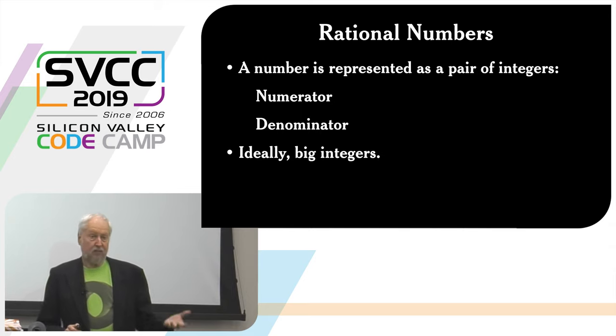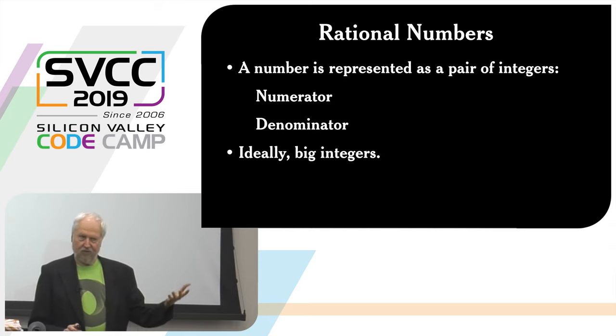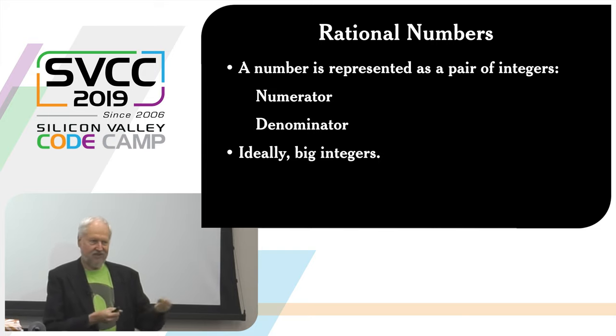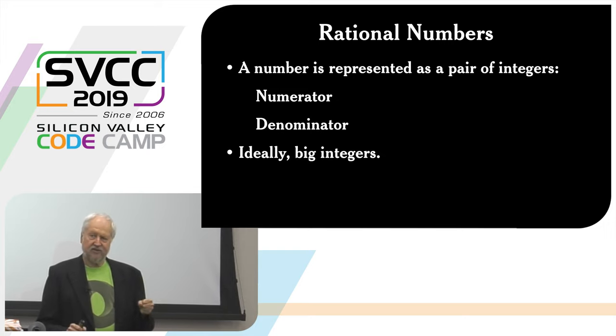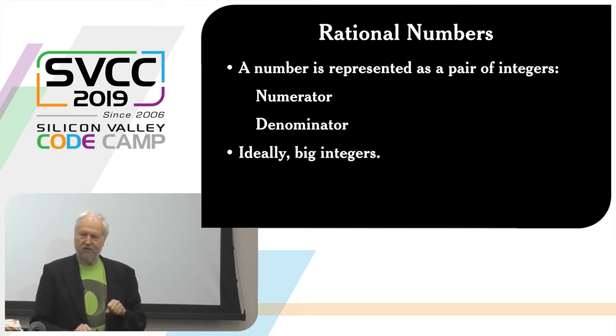Another approach is rational numbers. Rational numbers are great. We saw those earlier. You've got two integers, and you do the ratio. And for some applications, they're really nice in that you don't have to do division. You just do inversion, which is really cheap. You're just flipping two numbers over.